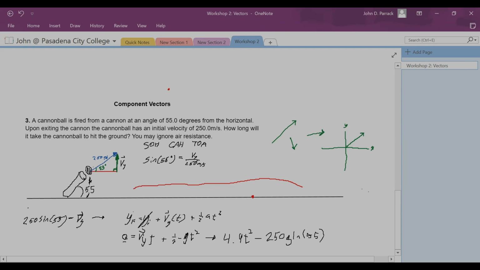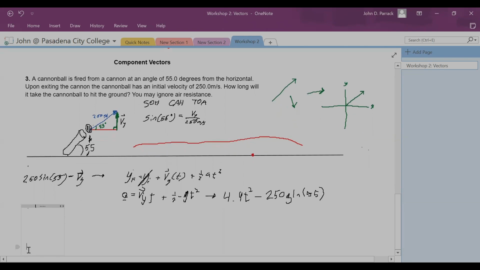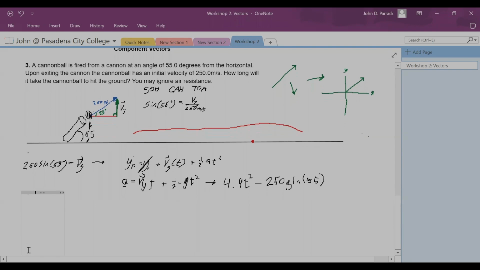All right. Super. So we're ready, I think, to punch this in. And you have your different strategies for solving quadratic equations, but this is a 4.9 and a 250. So I think let's use the quadratic formula. I'm going to start to punch that into my calculator. So A is 4.9. B is negative 250 sine 55. Remember, it's that whole value. That whole thing is multiplied by t. Oh, and I forgot the t here.